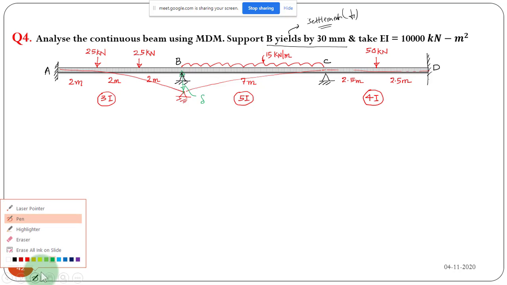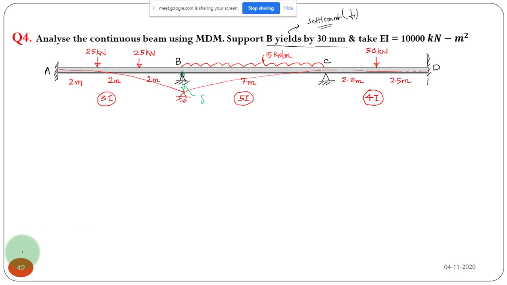So that is what we are going to do. First we will find out what is the effect of delta, what is the additional moment coming to the spans AB and BC due to this support settlement. So you remember the effect of settlement delta will be only in the spans AB and BC. In the span CD, there is no change. FEM will be WL by 8 only, because there is no settlement at support C or D. There is no settlement, right? Only the effect of delta in the form of moment we have to consider only for the spans AB and BC. So it will not have any effect in the span CD.